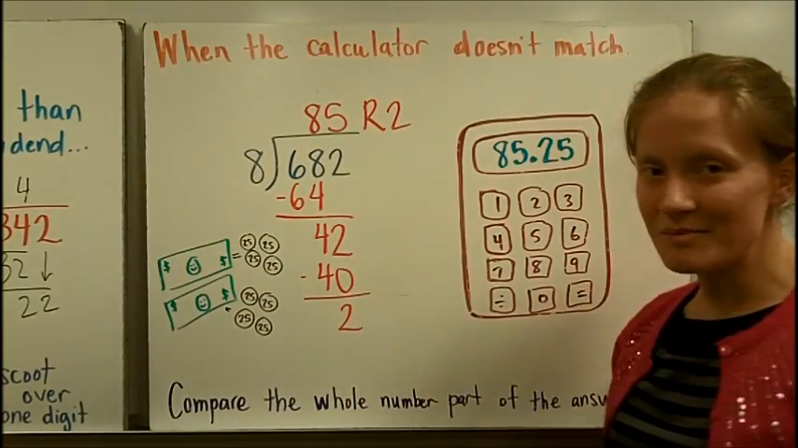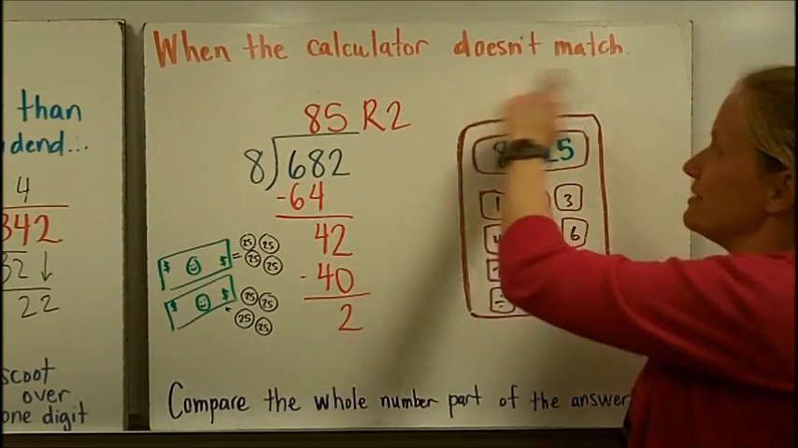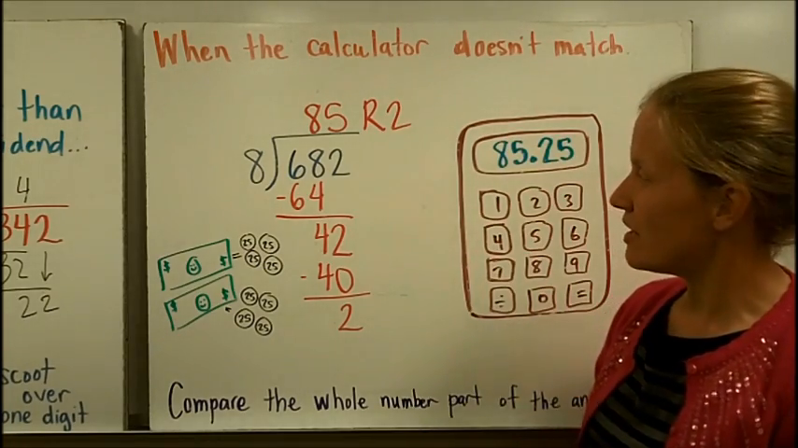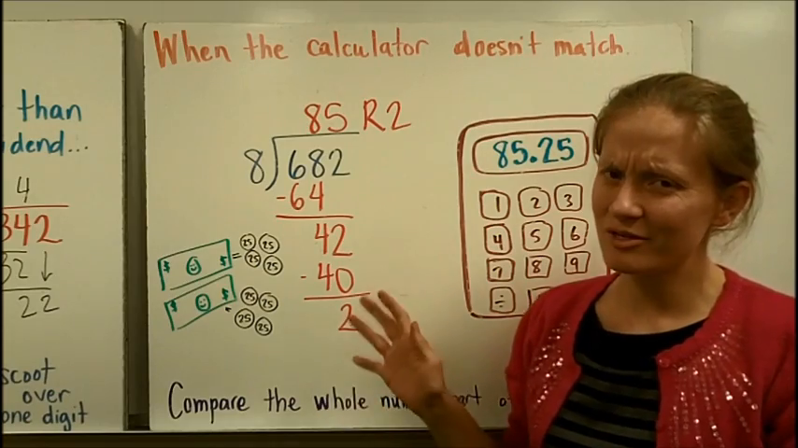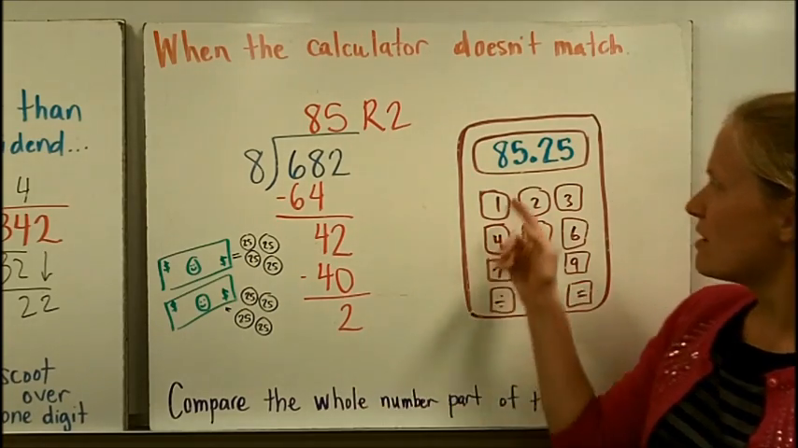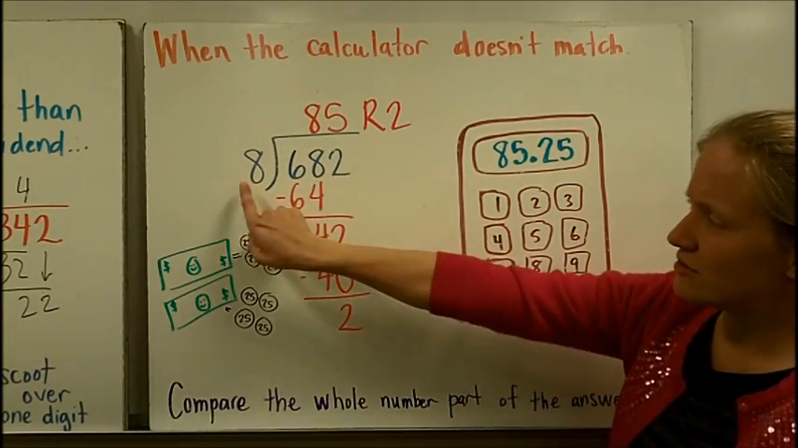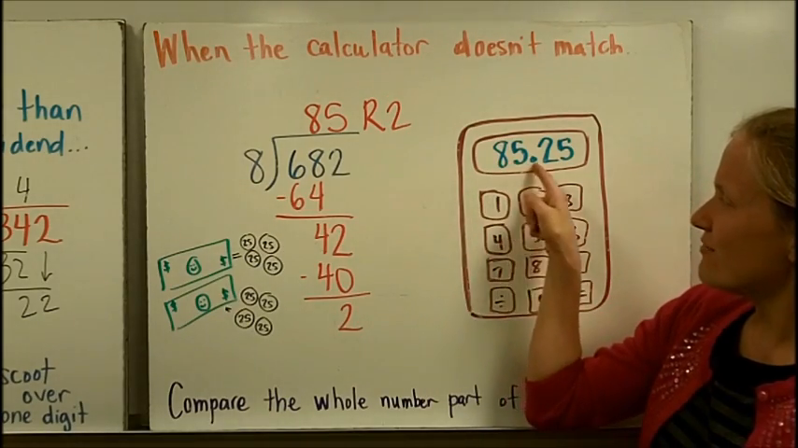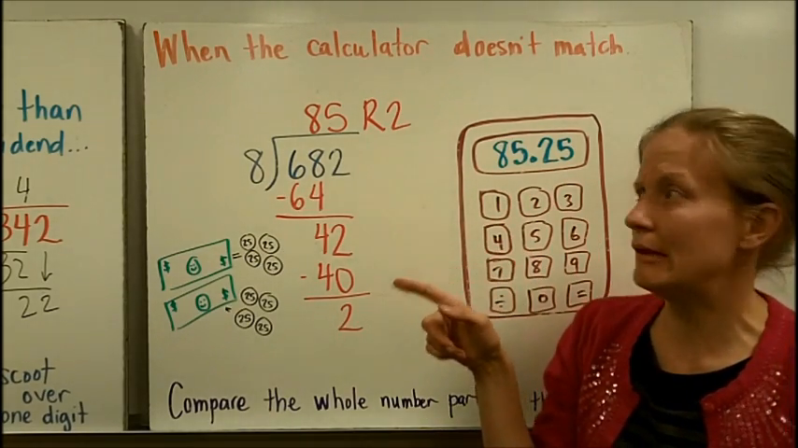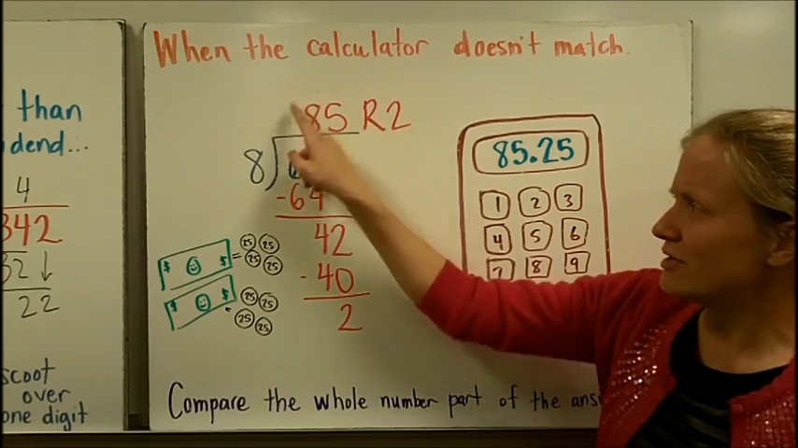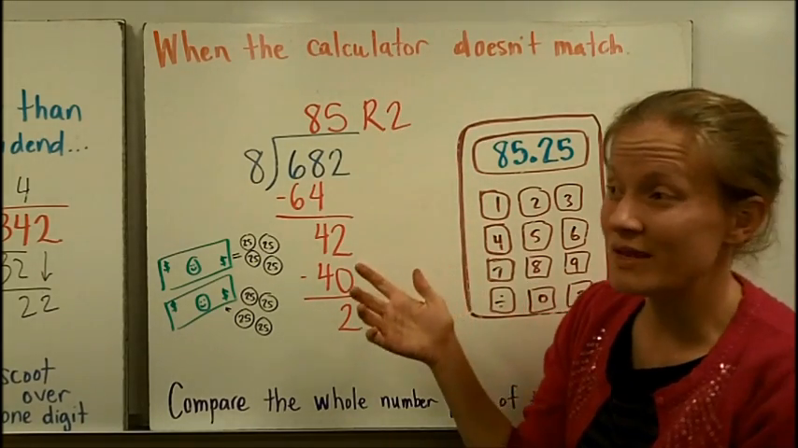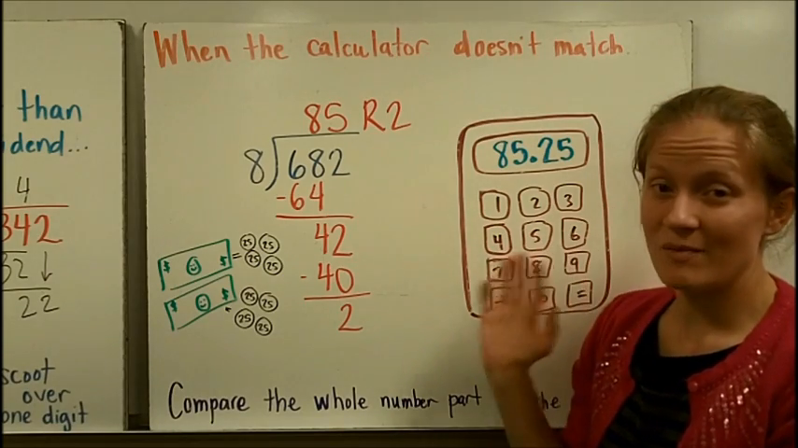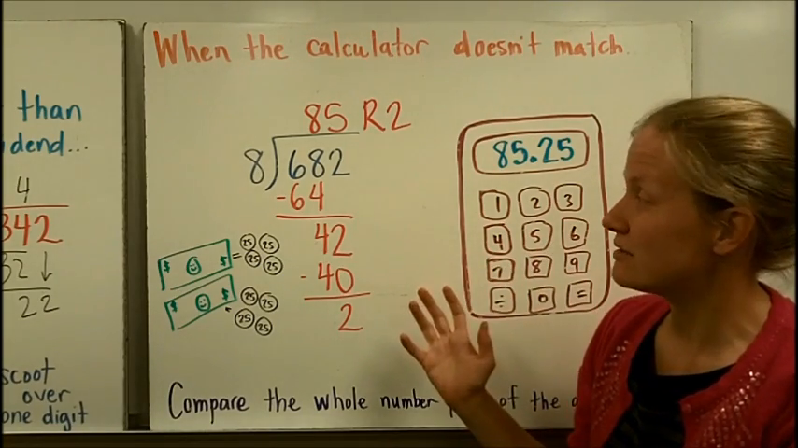And finally, sometimes the calculator doesn't match what you think the answer would be. So someone did this problem here, and then they decided, I'm not really sure I want to check my work with the calculator. And when they typed in 682 divided by 8, they got 85 and 2500ths, and then they went, yikes, I don't really know if that's the same as my answer. So let's look at what the calculator's doing. The calculator doesn't know how to do remainders, and it wants to get an exact answer.